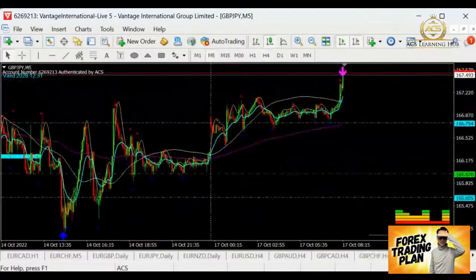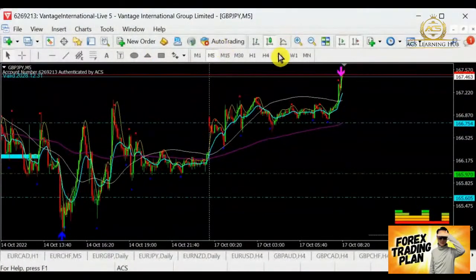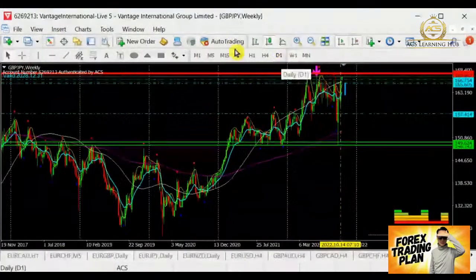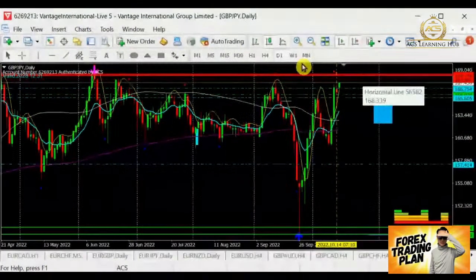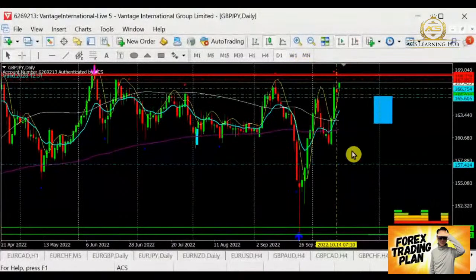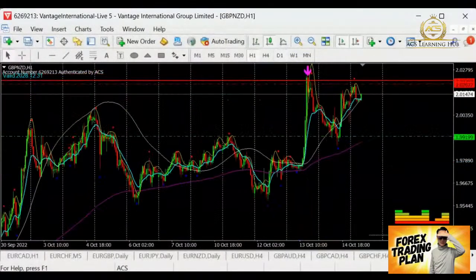Next, Pound Yen. Pound Yen is very straightforward. It is running in the bull, with a resistance up here, which I see as one very strong resistance. So buying is still possible, but sellers have to stay away.